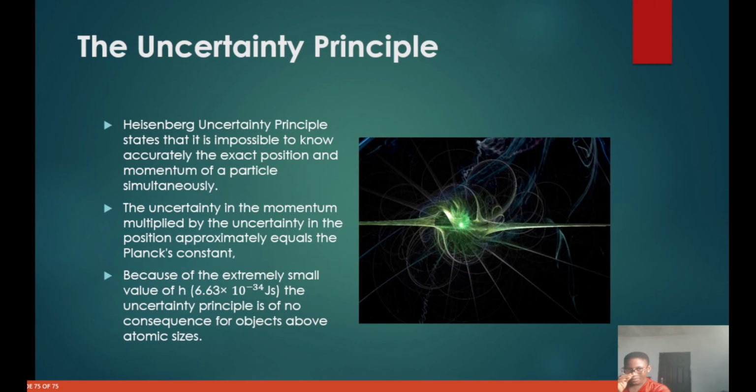The uncertainty principle. The uncertainty principle says that it is impossible to know accurately the exact position and momentum of a particle simultaneously. You know, momentum is mass times velocity. The uncertainty in the momentum multiplied by the uncertainty in the position is approximately equal to Planck's constant. Because of the extremely small value of h, Planck's constant, the uncertainty principle is of no consequence for objects above atomic size.